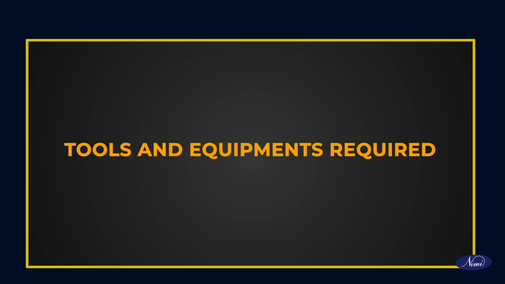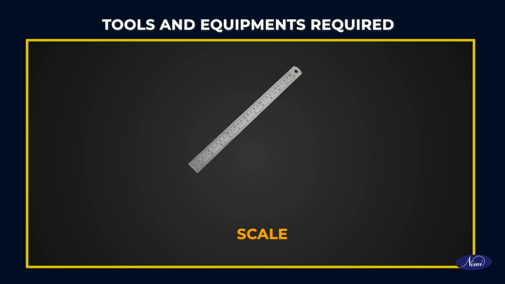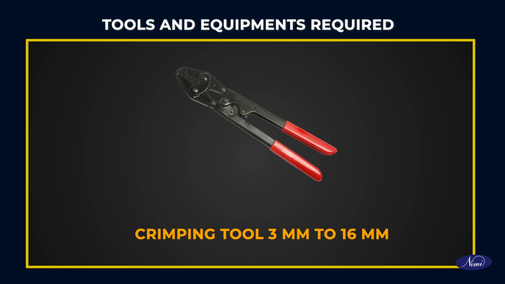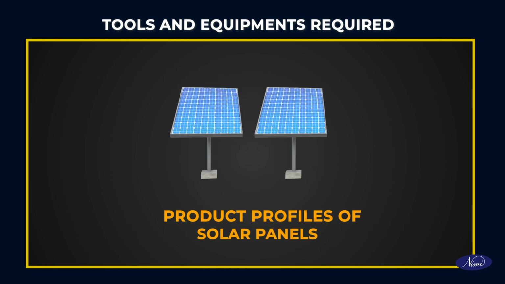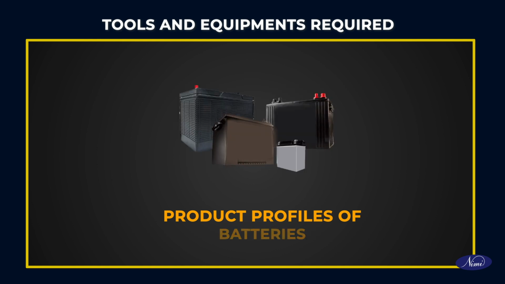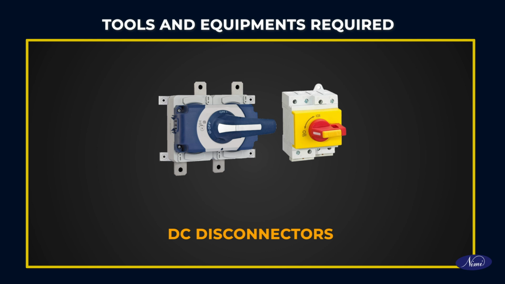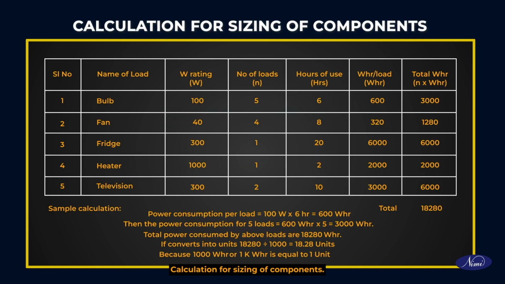Tools and equipment required: paper, pencil, eraser, scale, hammer, screwdriver set, crimping tool 3 mm to 16 mm, DE (double-ended) spanner set 6 mm to 15 mm, multimeter, product profiles of solar panels, batteries, array junction box, charge controller, DC disconnectors, AC disconnector, inverter. Calculation for sizing of components.